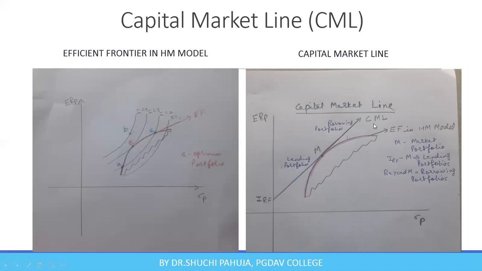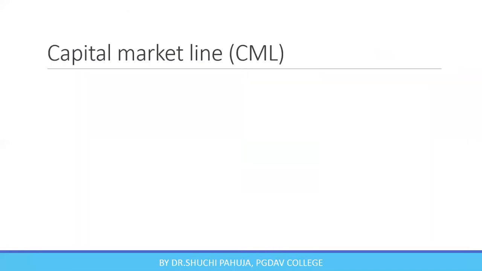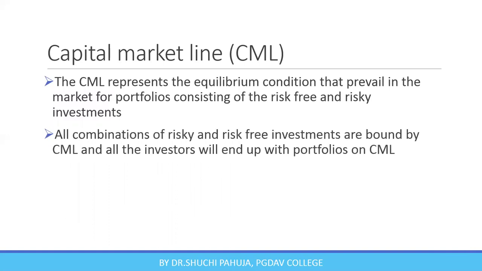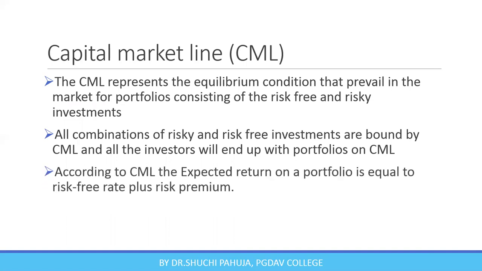line, right? This capital market line shows the equilibrium condition in a market where risk-free and risky investments are there. All risky and risk-free investments, if we combine them, all these combinations will lie on CML. And every investor will have his optimum portfolio on CML only. Now, how this optimum portfolio is to be selected will depend upon his risk-return preference.